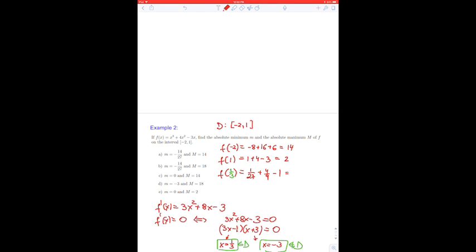Okay, and let's see what we have. 1/27 plus 4/9, which gives me 12/27, minus 27/27, just a common denominator. And we do have 13 minus 27, negative 14. And this looks like my lowest number. This one looks like my highest number. 14 and negative 14/27.